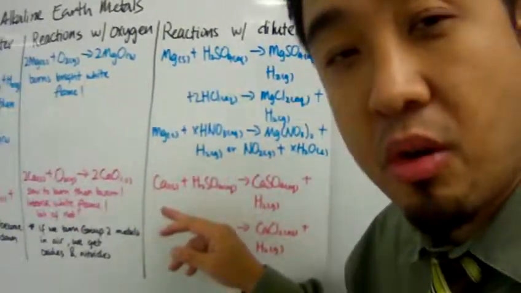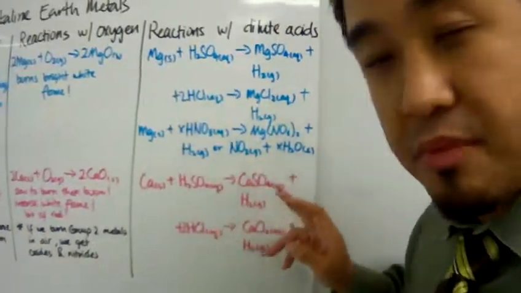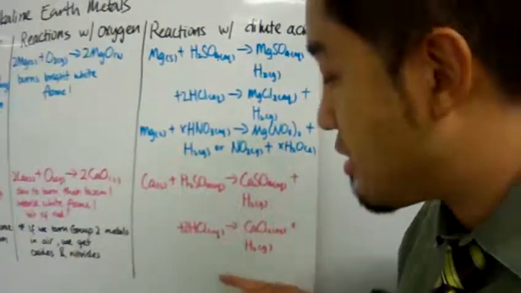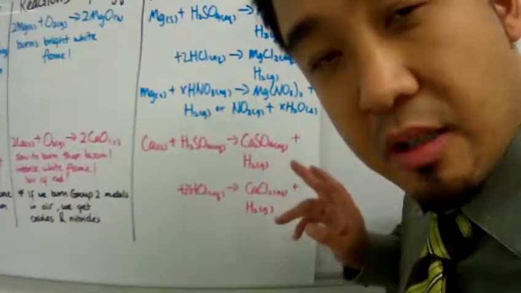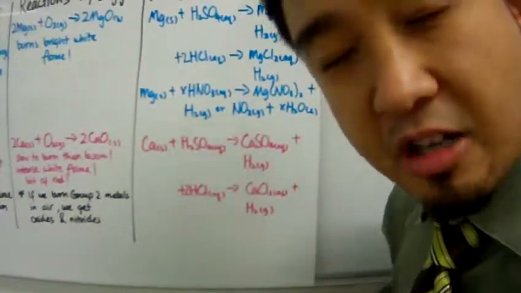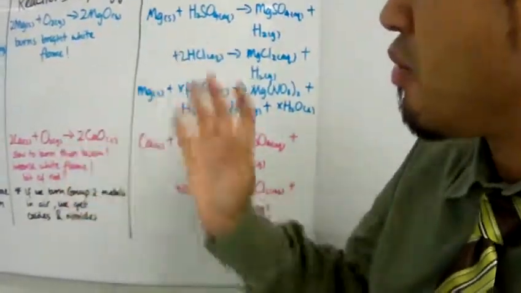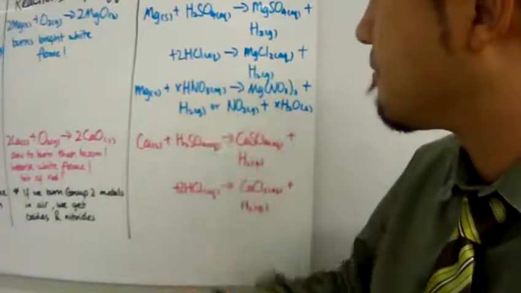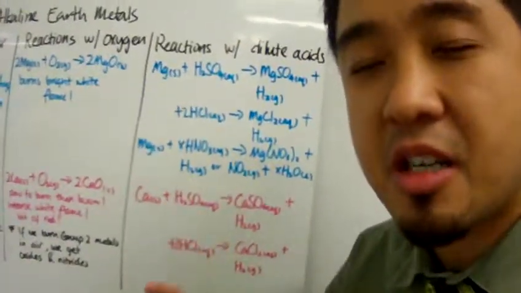Now, for calcium reaction with dilute acids, you will form calcium sulfate and hydrogen gas. With hydrochloric acid, you will get calcium chloride and hydrogen gas. Nothing new. And so you will get more and more reactive as you go down the group. All right? So that's it for the reactions of alkaline earth metals.